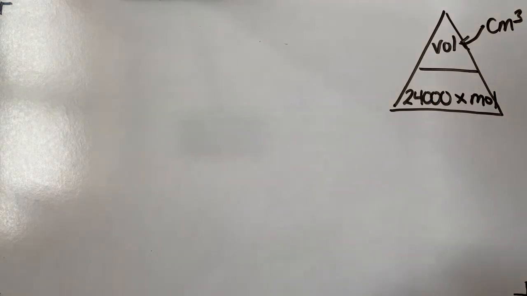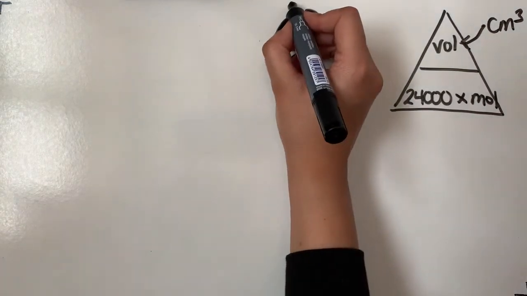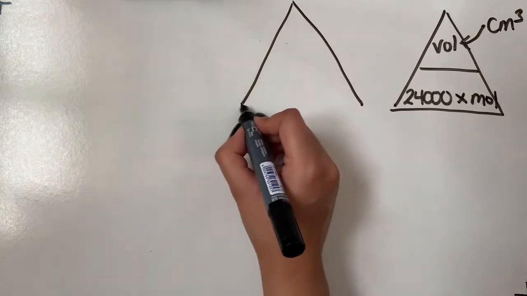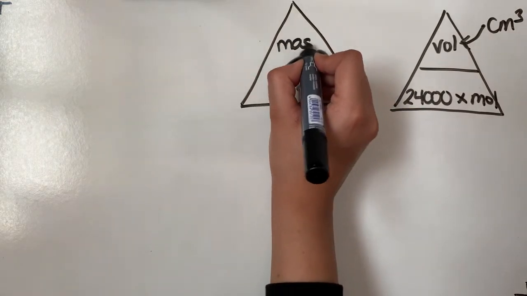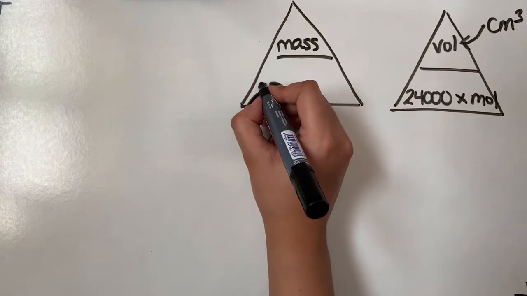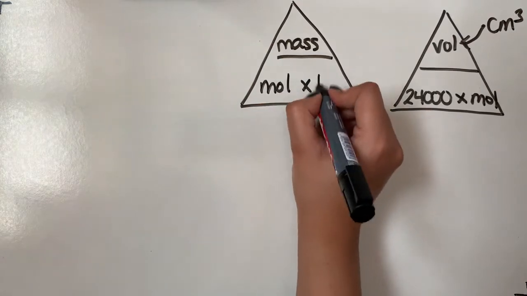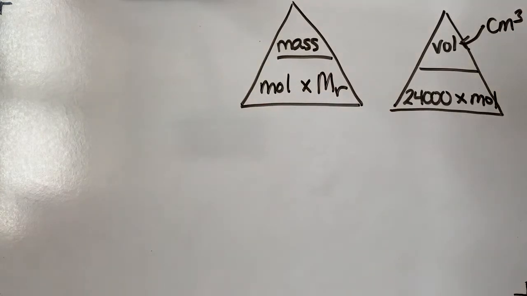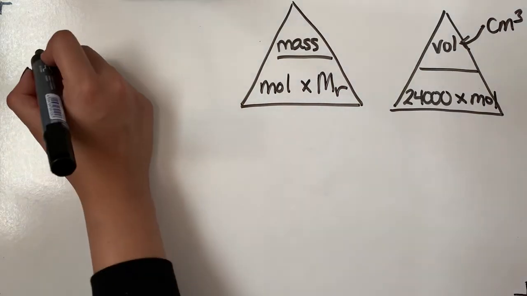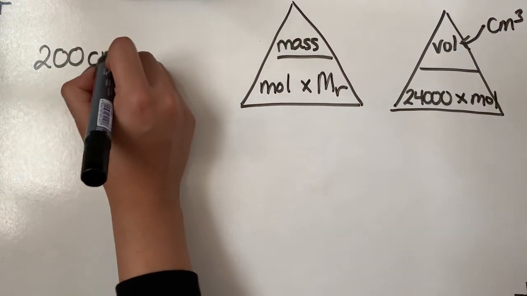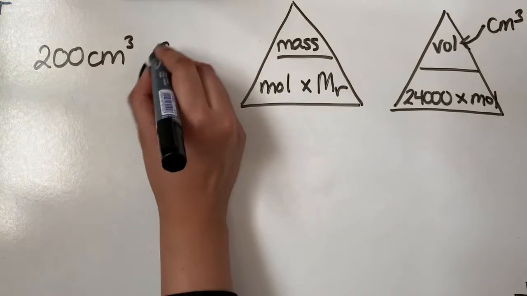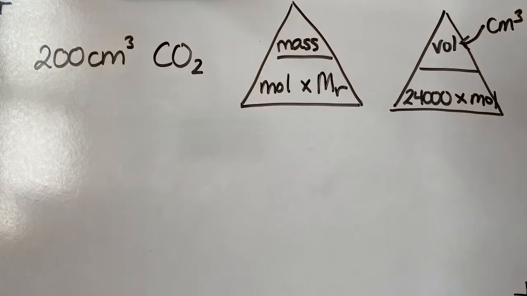If we're working out the mass, we've got to link together moles to mass, and the equation to do that is this one over here. So it's mass in grams over moles times the molar mass. Okay, so if we start off with question number 1, we've got 200 centimeters cubed of carbon dioxide. So we're firstly trying to work out the moles from over here.